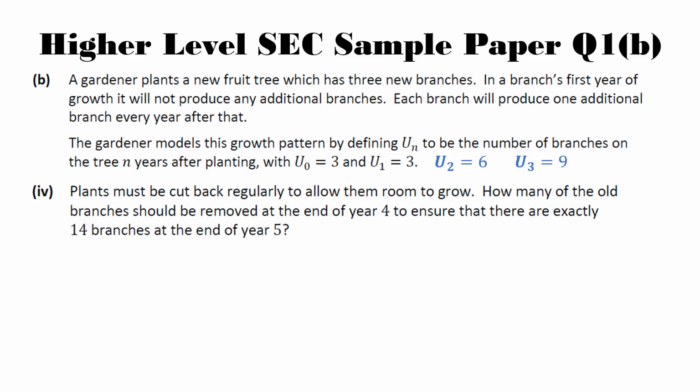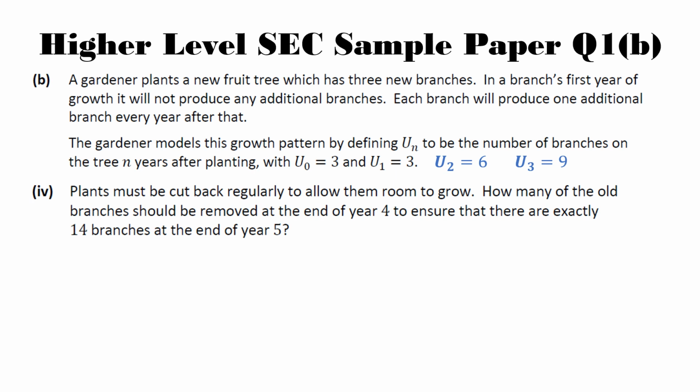So the final part of this question is one that, even if we can get through the previous 3 parts, students find even more challenging in what it's asking. So let's try and make sense of it. I've just put the original question in there. I've also put in our calculations from part 1, which were U2 and U3. And part 4 asks us that plants must be cut back regularly to allow them room to grow. How many of the old branches should be removed at the end of year 4 to ensure that there are exactly 14 branches at the end of year 5?